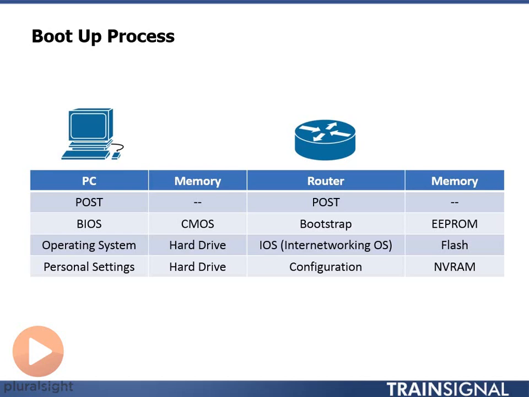The operating system on a PC is usually stored on a hard drive. Sometimes we store it on a thumb drive. Sometimes we put it on a CD. But ultimately, it's going to be on the hard drive, as well as our personal settings. We keep those on the hard drive. And on a PC, it does a pretty good job of managing that for the end user.